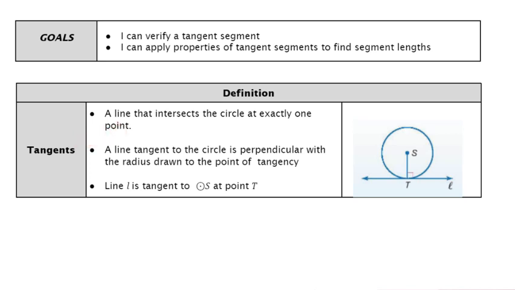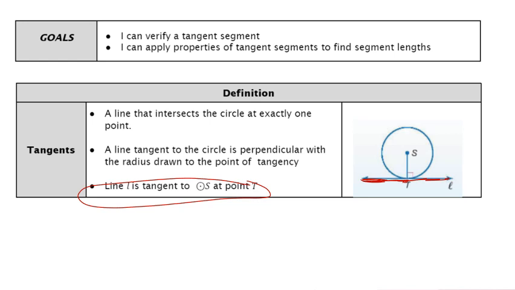Remember a tangent line, which we saw a couple lessons ago, is basically a line, or a line segment, or it could even be a ray, that intersects a circle at only one point. So for example, line L would be our tangent line, and it's tangent at point T. We have a few properties that occur when we talk about a line that's tangent to a circle.